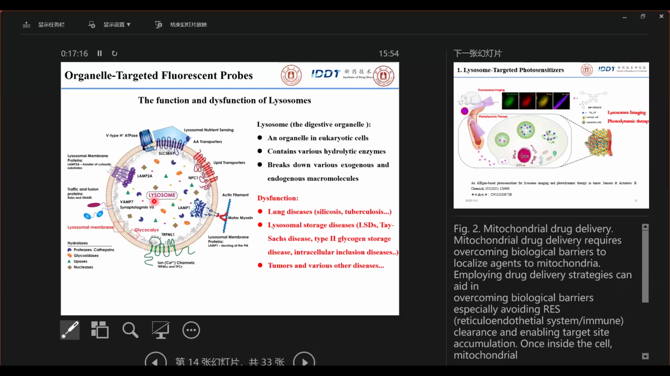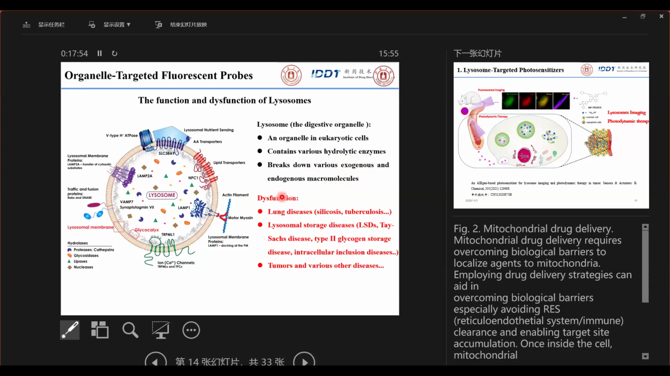So we begin with the lysosome. The lysosome is called the digestive organelle in the cell. It is an organelle in eukaryotic cells and contains various kinds of hydrolytic enzymes. It is also called the digestive factory of the cell. It can digest many kinds of small molecules or even large proteins inside this organelle, and it can break down endogenous or exogenous macromolecules.